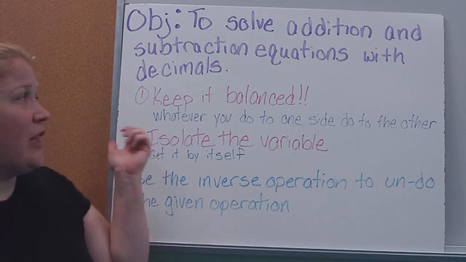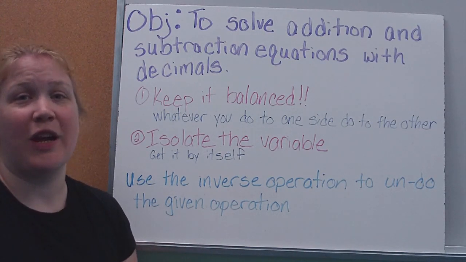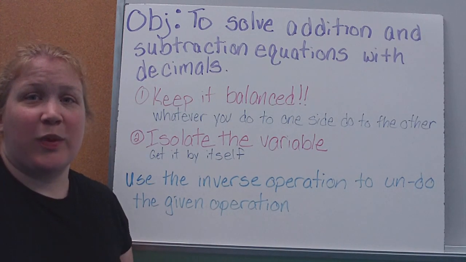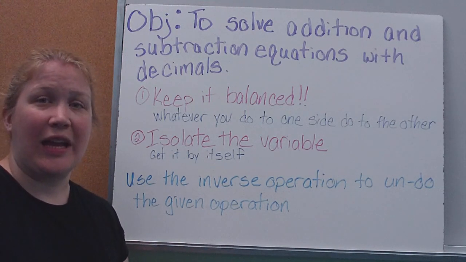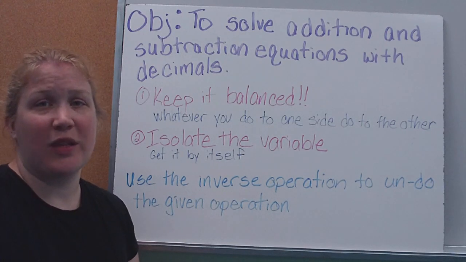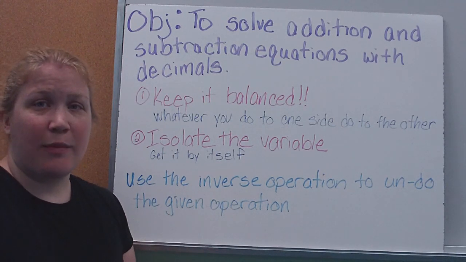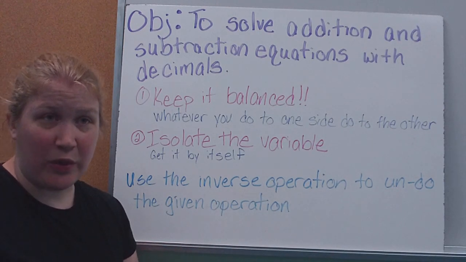So again, you'll notice I've given you your two important rules that I'm trying to pound into your heads. The two things we need to know when we're solving equations. We need to keep our equation balanced. That equal sign is my balance scale. I can do anything I want to one side as long as I do the exact same to the other. Then I'm trying to isolate my variable. Once I have my variable by itself, I know what it's equal to.